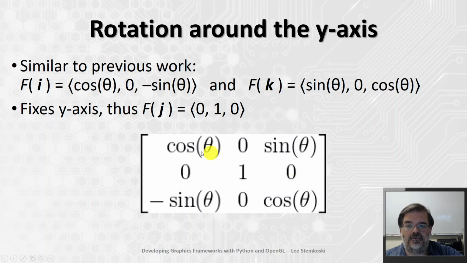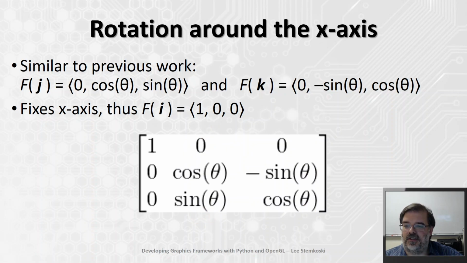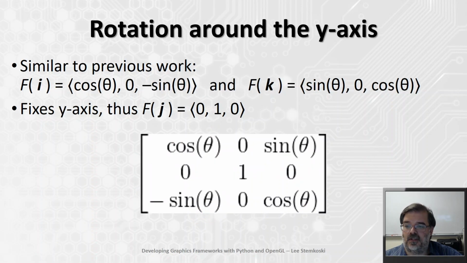Now, you might be a little bit surprised at the order of things. It looks a little bit different than before. We have a cosine and a negative sine and a sine and a cosine. Why are these in this slightly different order? Doesn't the negative sign go up here? The answer is, in this case, we have to remember the orientation of the axes.